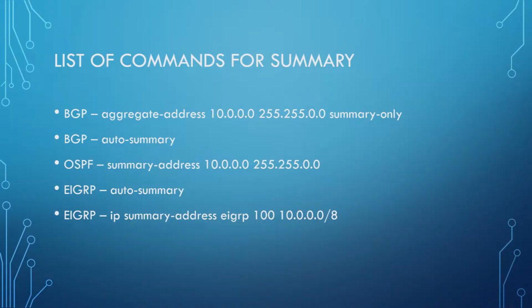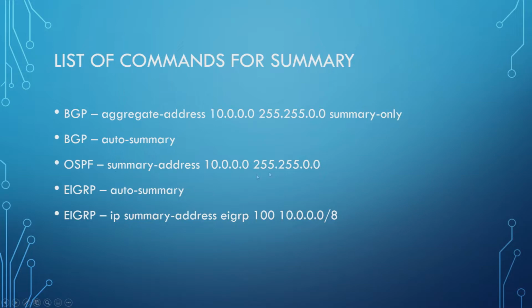Alright, and then just to finish off, here's a list of some commands that are relevant for route summarization. We've gone through these first two in BGP, the aggregate-address command with summary-only on the end, if you want to only include the summary, or we can use auto-summary. And then with OSPF, it's simply in the OSPF process saying summary-address and then specifying what you want to summarize. In EIGRP, in the EIGRP process, you can specify auto-summary. So you can use this within the EIGRP routing domain.